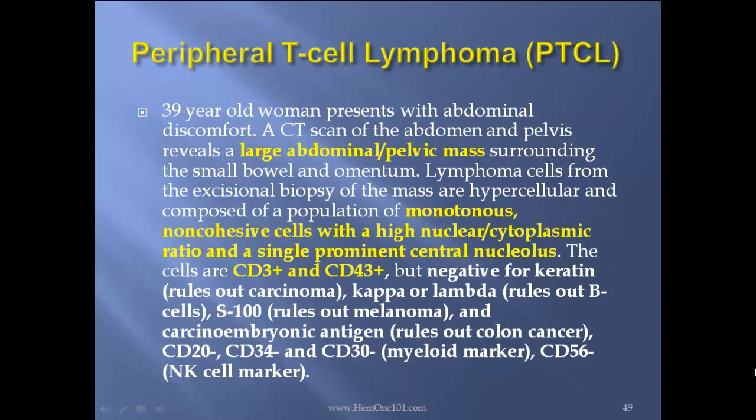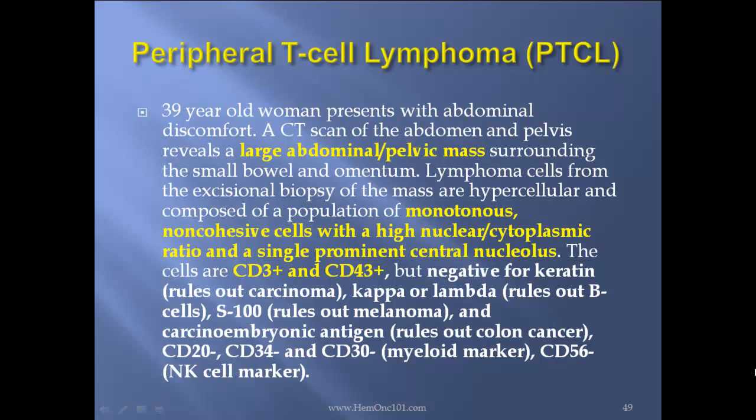Peripheral T-cell lymphoma. Case report: 39-year-old woman presents with abdominal discomfort. CT scan of the abdomen and pelvis reveals a large abdominal pelvic mass surrounding the small bowel omentum. Lymphoma cells from the excisional biopsy of the mass are hypercellular and composed of a population of monotonous, non-cohesive cells with a high nuclear to cytoplasmic ratio and a single prominent central nucleolus.